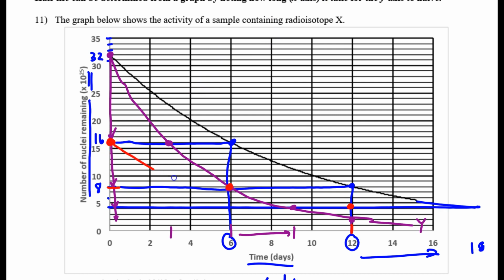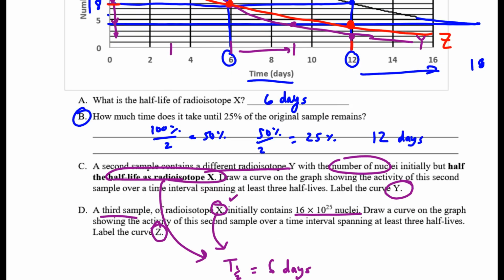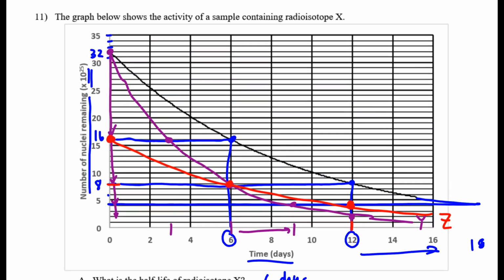The red dots. Connect the red dots. Let me try again. Like this, perhaps. And that one I label Z. So that's how we solve problems involving half-life and graphs.